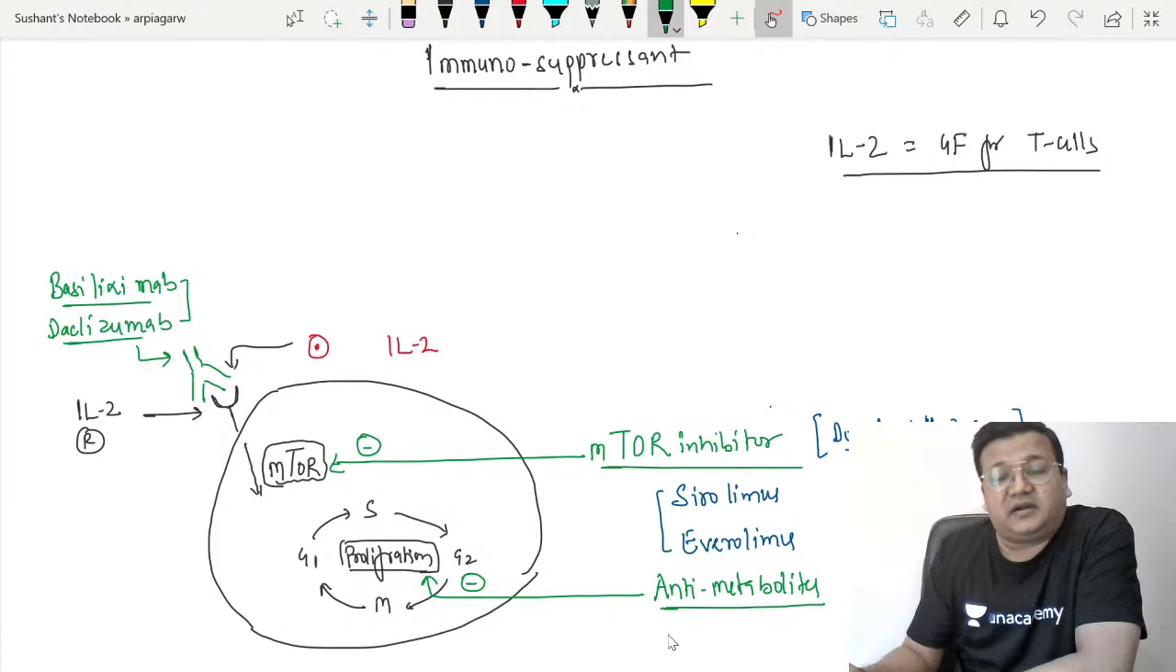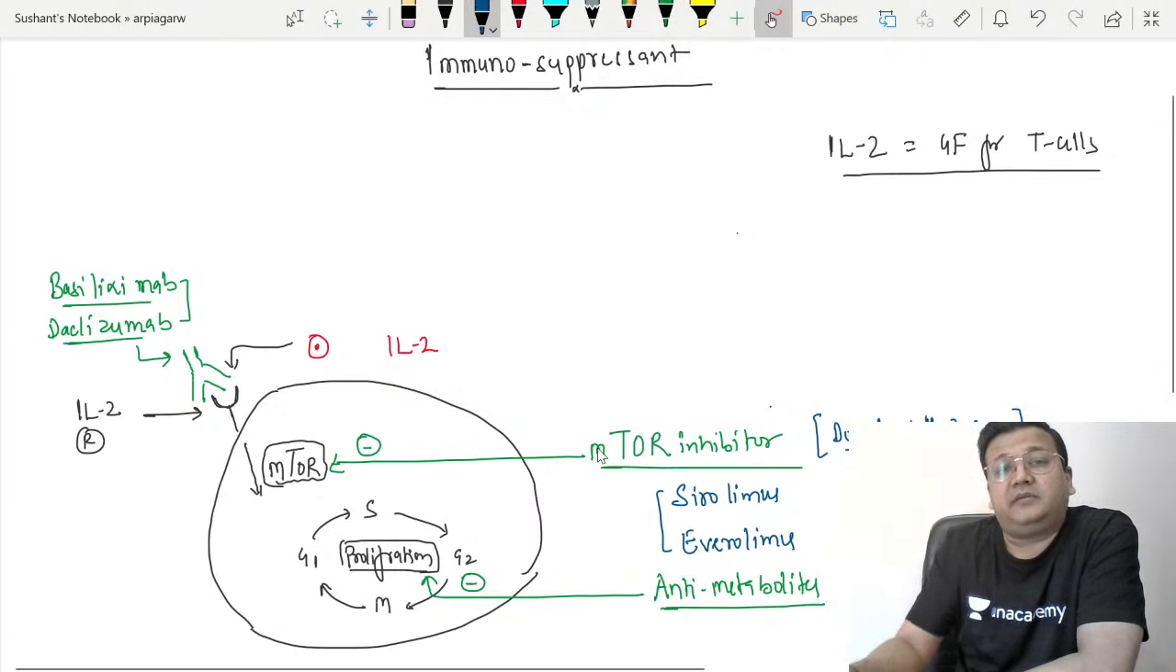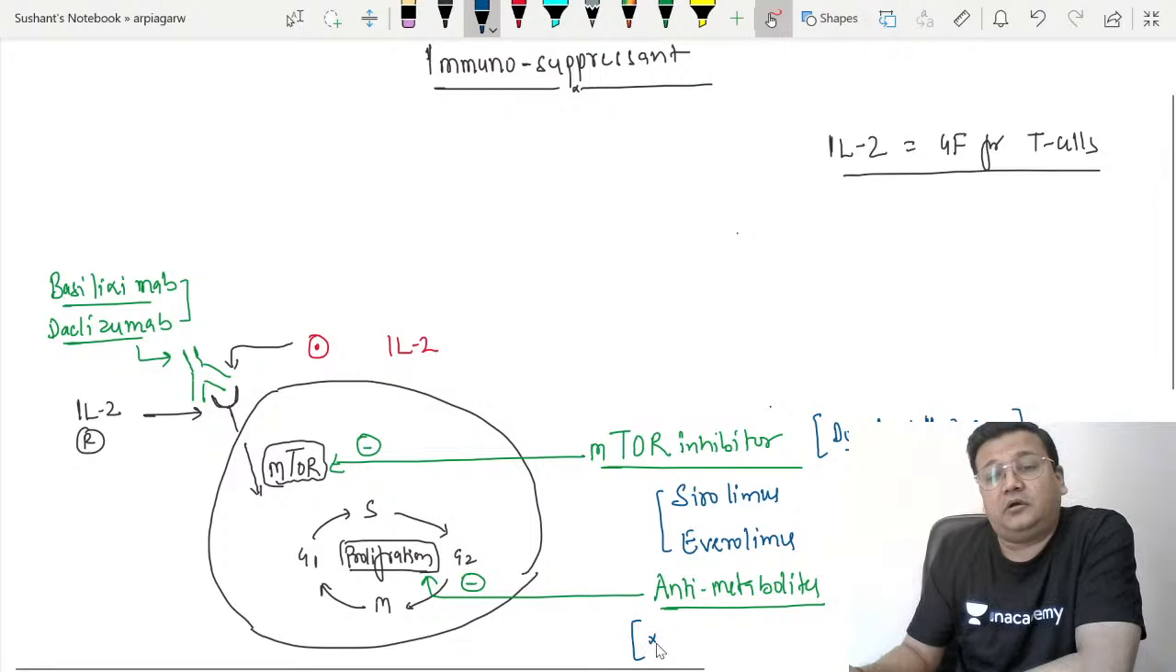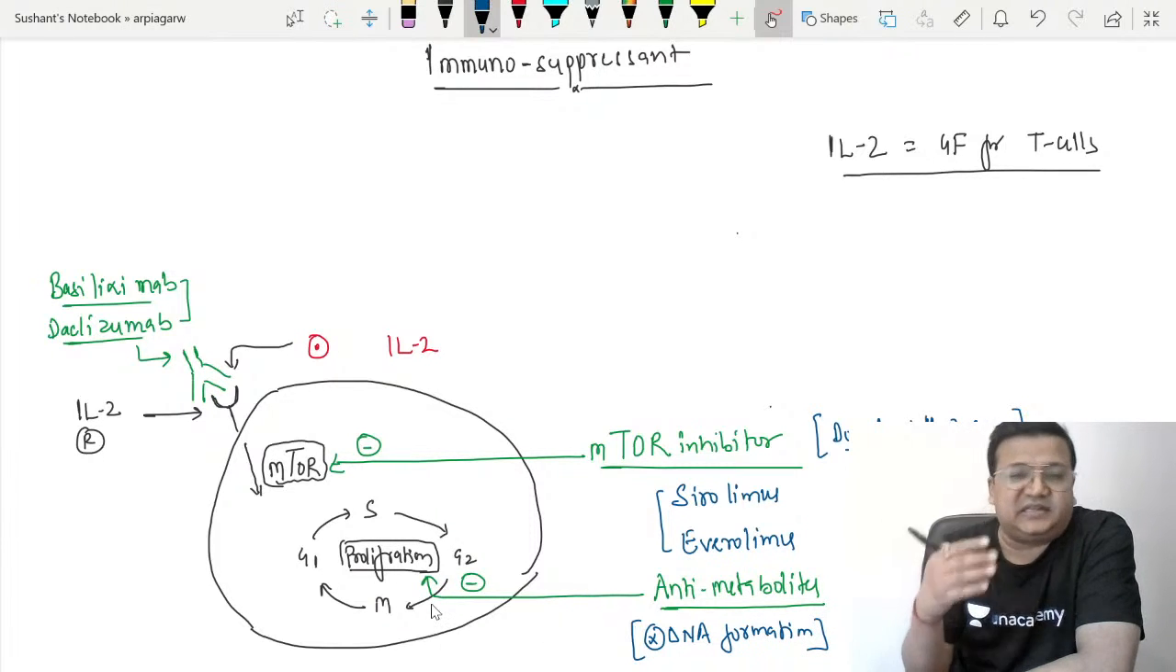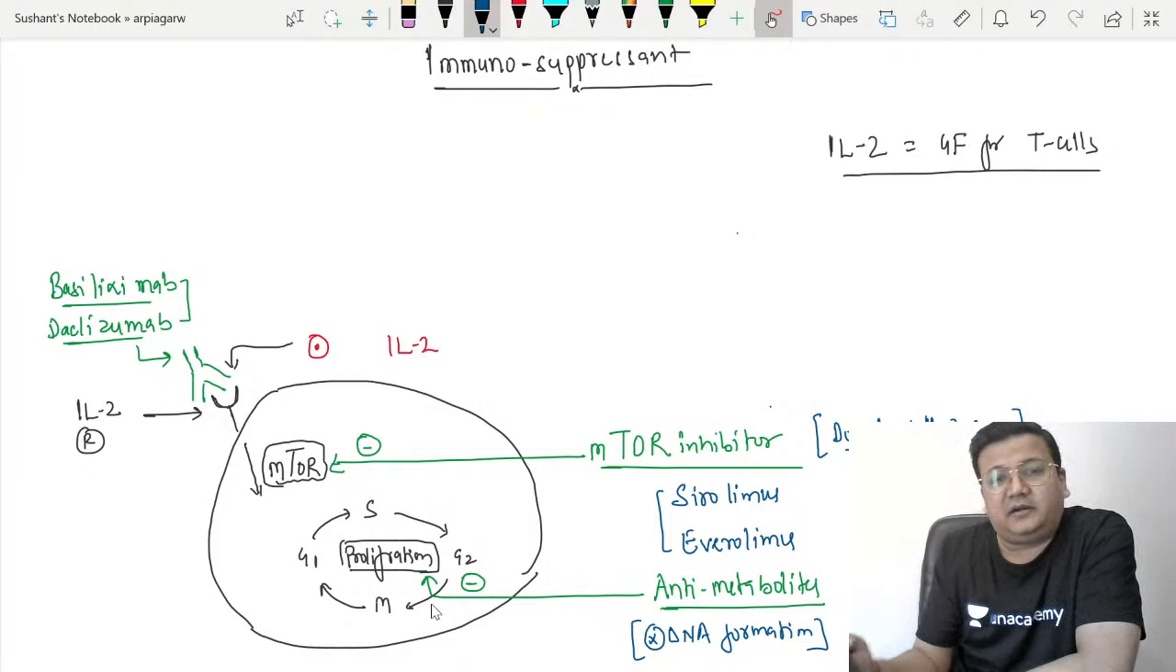Anti-metabolites are the drugs that ultimately prevent or block DNA formation. You stop DNA from being formed, and T cells cannot proliferate. If T cells cannot proliferate, the cell immunity can be suppressed.